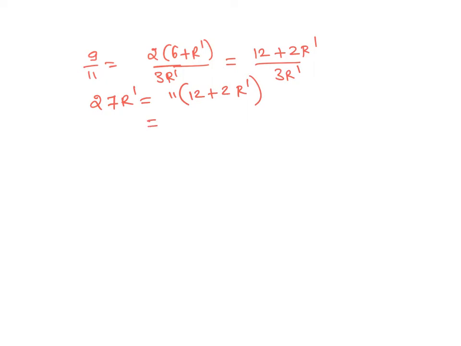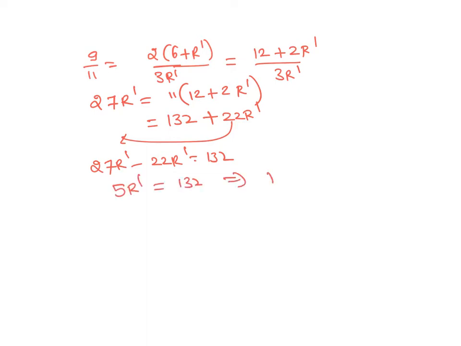Okay, so 11 into 12 is 132, plus 22 times R dash. Okay, so if I take it to the left side, 27 R dash minus 22 R dash equal to 132. So how much will I get here? 5 times R dash equal to 132. It implies R dash equal to 132 divided by 5.